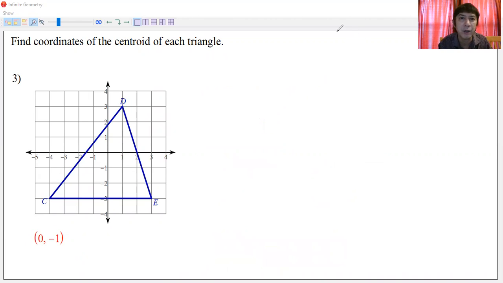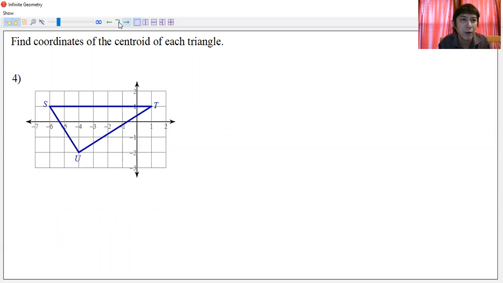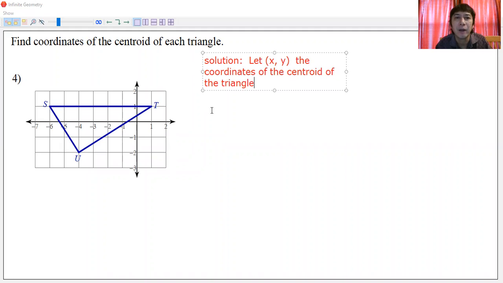Let's clear the screen and proceed to number 4 question. All right, here's the number 4 triangle. Find the coordinates of the centroid of each triangle. We're doing number 4. This is the fourth triangle. So this will be point S, point T, and point U. All right, so we begin with our solution and the statement. Okay, and then we write our given.